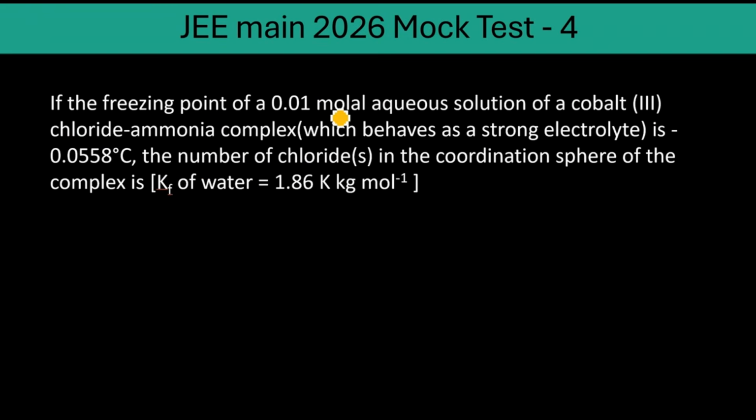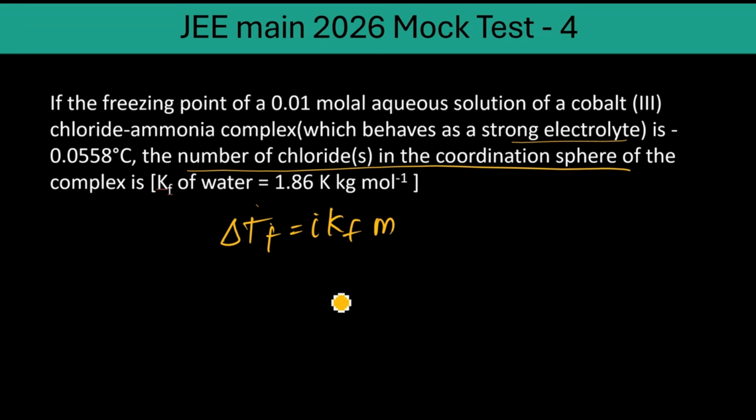If the freezing point of 0.01 molar aqueous solution of cobalt 3 chloride ammonia complex, which behaves as a strong electrolyte, the freezing point is given as 0.0558. The number of chlorides in the coordination sphere of the complex is. So whenever they are asking this type of question, what we have to concentrate on is the van't Hoff factor, right? So delta Tf is equal to i Kf m.